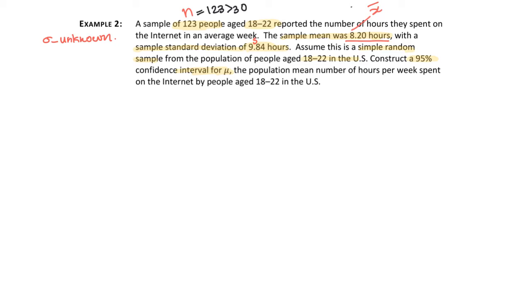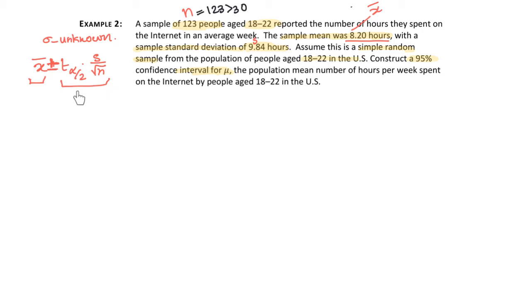So the interval will be the point estimate plus or minus t alpha over 2, the critical value, times s over square root of n. This is the margin of error. So point estimate plus or minus the margin of error. In this we know x bar and we know n, but we don't know the critical value. So we need to find the critical value. In order to find the critical value, we need to find the degrees of freedom.